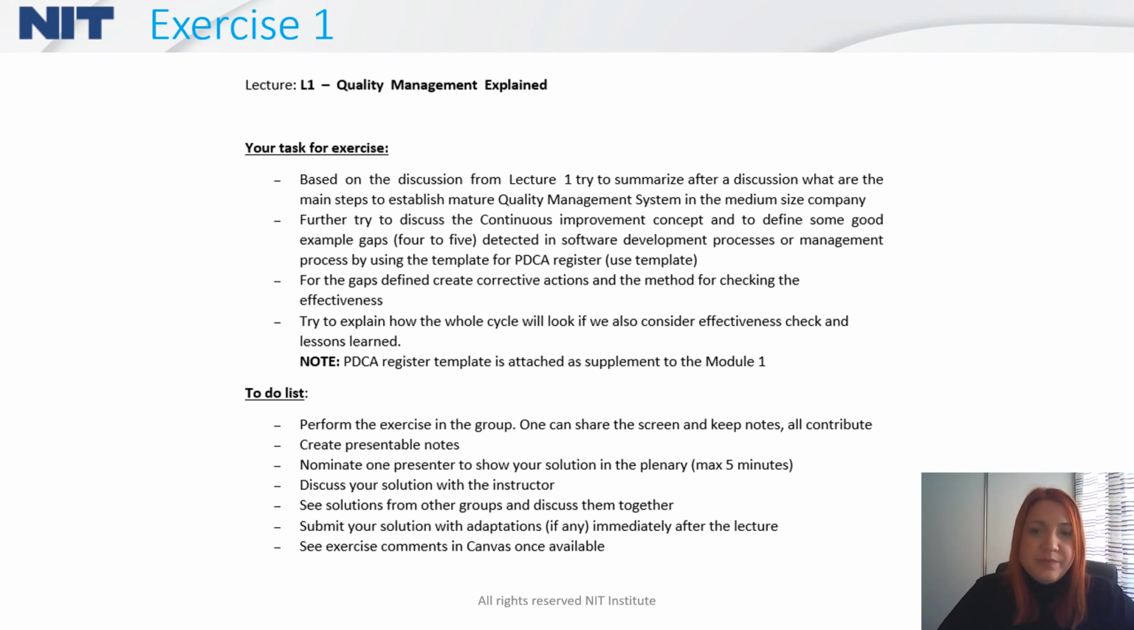For the gaps defined, try to create some corrective actions and the method for checking the effectiveness. And then in the end, try to explain how the whole cycle will look if we also consider the effectiveness check and lessons learned. Please try to use the PDCA register template, and there is a supplement, as I said, in module 1.